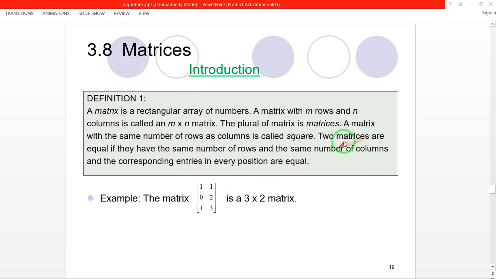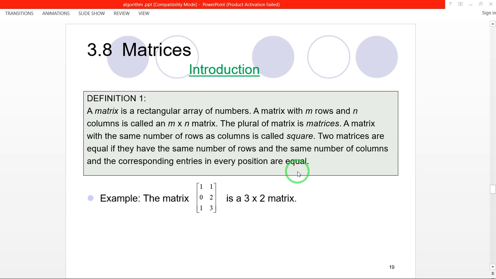And one thing more, we have different kinds of matrices: square matrix, rectangular matrix, unit matrix, and so on. So what is a square matrix? A square matrix means we have the same number of rows and columns. If you have one row, you will have one column, 1 cross 1. If you have two rows, two columns, 2 cross 2, 3 cross 3, 4 cross 4, 5 cross 5, this is called a square matrix.